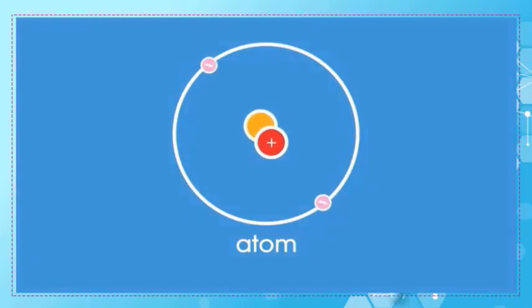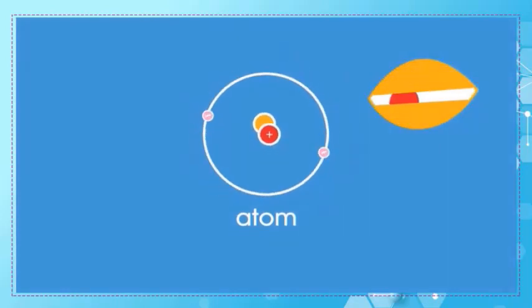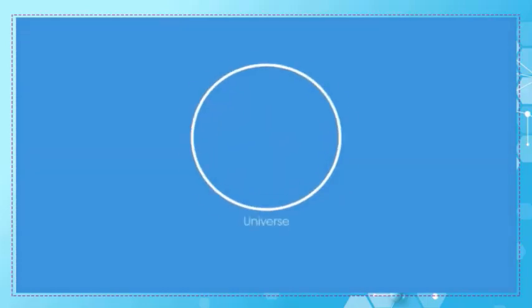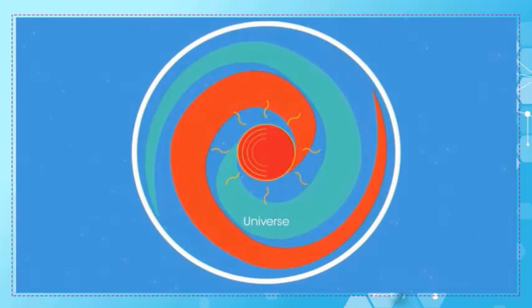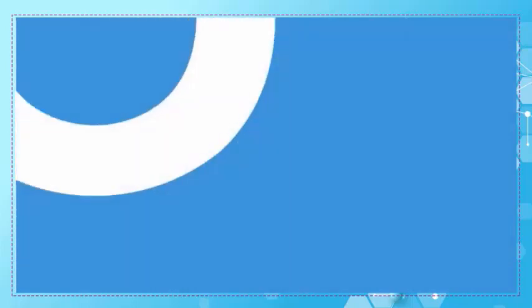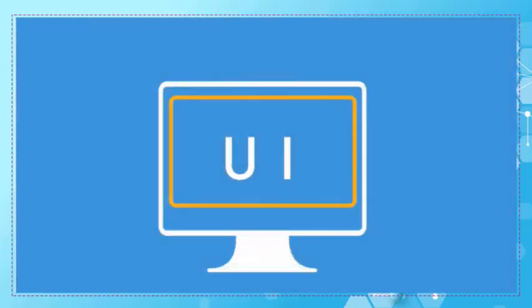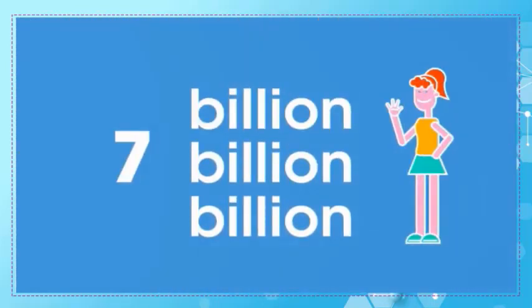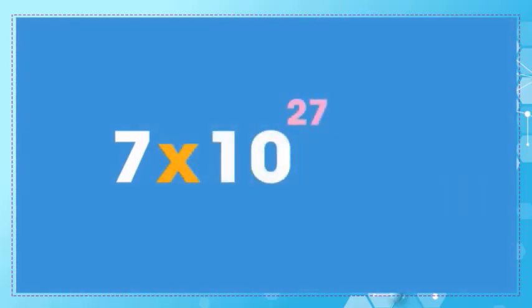Atoms are tiny particles that are so small that they cannot be seen with the naked eye. The only possible way is to use a powerful microscope called the scanning tunneling microscope. Everything that exists in our universe is made up of atoms, including you, I, and the device that you are watching this on. In fact, there are about 7 billion atoms in your body alone, which is 7 times 10 to the power 27 atoms.